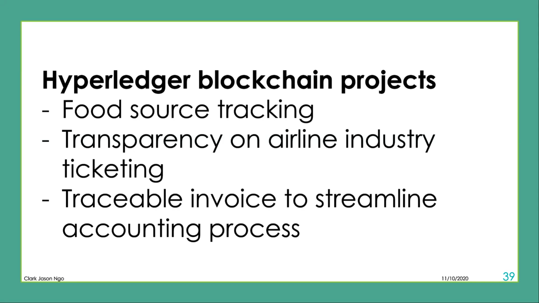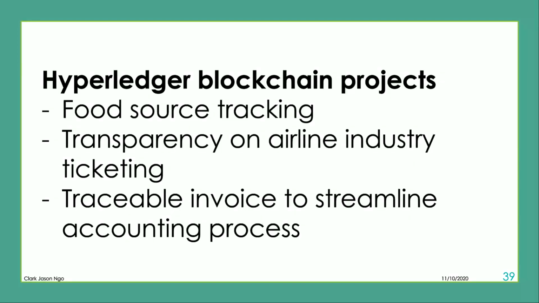Hyperledger blockchain projects that are currently being used include food source tracking. An example would be the usual problem of whether the food, the vegetable, or let's say the chicken, is really organic or not. We can't really verify for sure because, again, the suppliers can just say that it's organic, but it's not really.